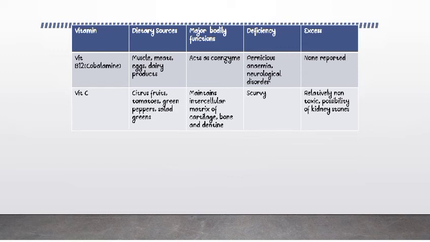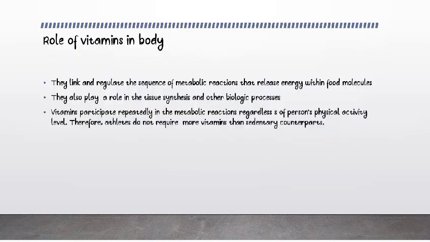Relatively non-toxic, with possibilities of kidney stones. Now, role of vitamins in the body: they link and regulate the sequence of metabolic reactions that release energy within the food molecules. They also play a role in tissue synthesis and other biological processes. They act like coenzymes. A lot of biological processes are there for vitamins. Vitamins participate repeatedly in the metabolic reaction, regardless of a person's physical activity level.